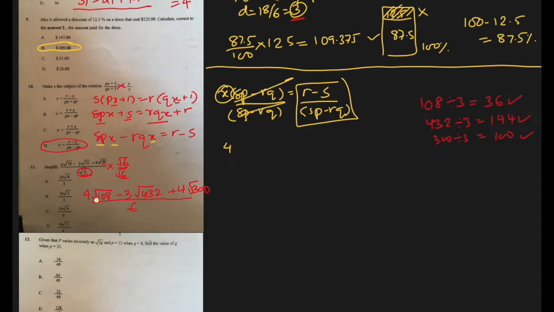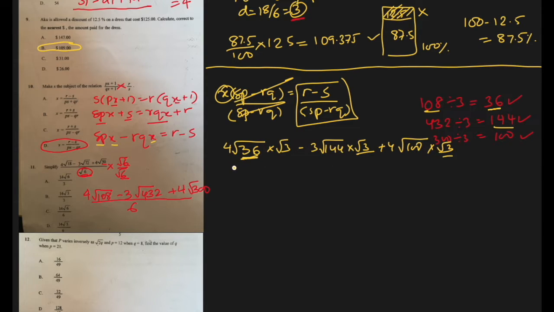So 4 square root 108, right? 108 rather. So it will be, what did I get? 108 divided by 3, 36. So I can write 36 multiplied by square root 3, minus 3, 432, I got 144 times square root 3 plus 4, 300, 100 times square root 3. So all of them have square root 3, so it will be easy for us.